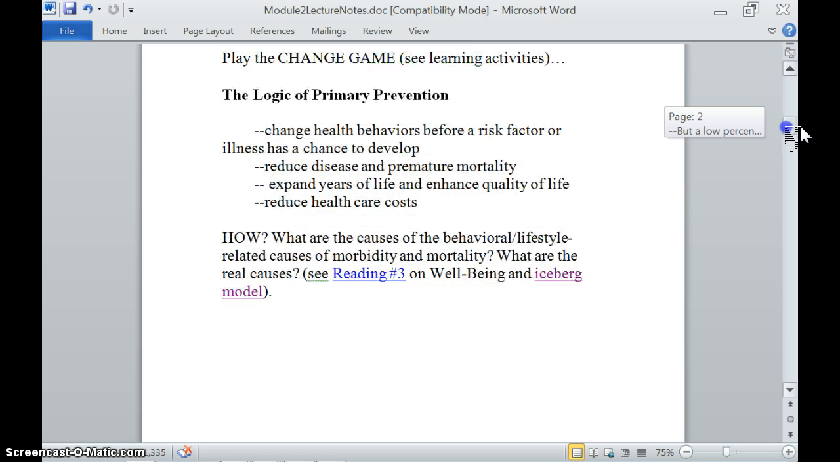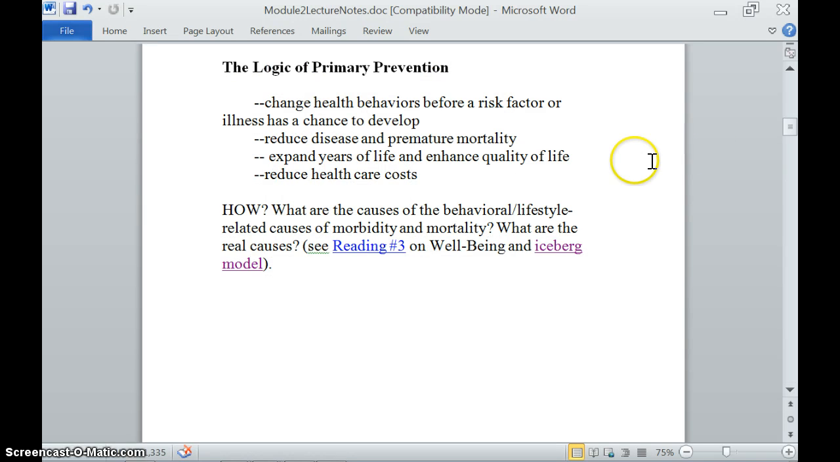So the logic is pretty clear if you've been in this field a while, which many of you are in classes and you're getting this drummed into your brains, right? This is pretty much the logic of primary prevention. There are 3 different aspects of prevention: primary, secondary, tertiary. We're not going to get into all these different levels, but primary is basically you try to change health behaviors before these risk factors develop, like high cholesterol or hypertension. Change before it happens. You reduce the risk of disease and premature mortality.